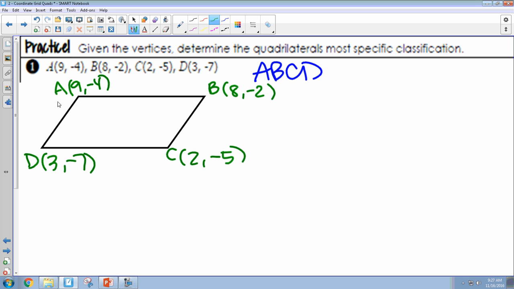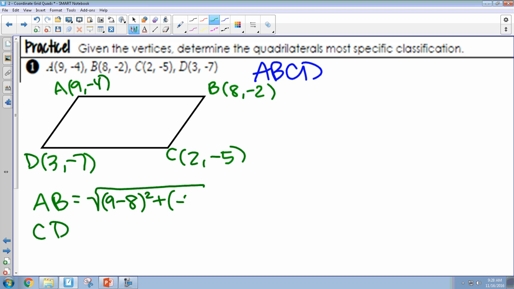We are going to start with the sides. I personally group them because I know what my opposite parts are. So I'm going to do, for example, AB and CD and write them next to each other, because these two I expect to be the same, and these two I expect to be the same, but this will help me verify it. So when you do AB, 9 minus 8 squared, plus -4 minus -2 squared. This is going to give you 1, -4 minus -2. Remember, those cancel, so this is going to be +4. So AB is the square root of 5.